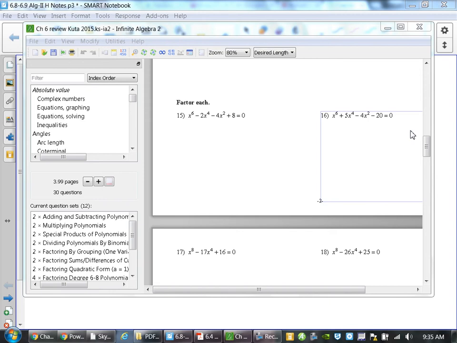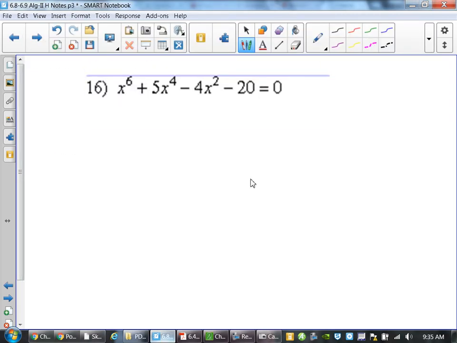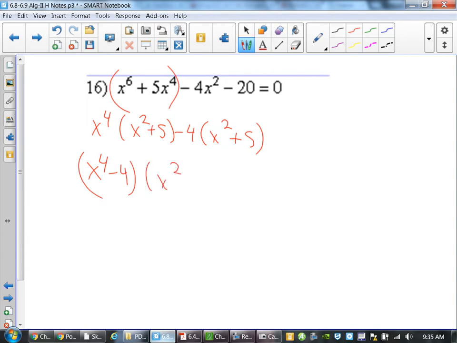How do you know when to group and when not to? When there's 4 terms, I group. When there's 4 terms, it's always a good idea to see if you can group, because usually you can't. So try to group when you see 4 and see what happens. Take out the x to the 4th, we get x squared plus 5. Take out the negative 4, we get x squared plus 5. So you have x to the 4th minus 4, and x squared plus 5. I can't factor that any further, but here I can go x squared plus 2, x squared minus 2, and I have x squared plus 5.